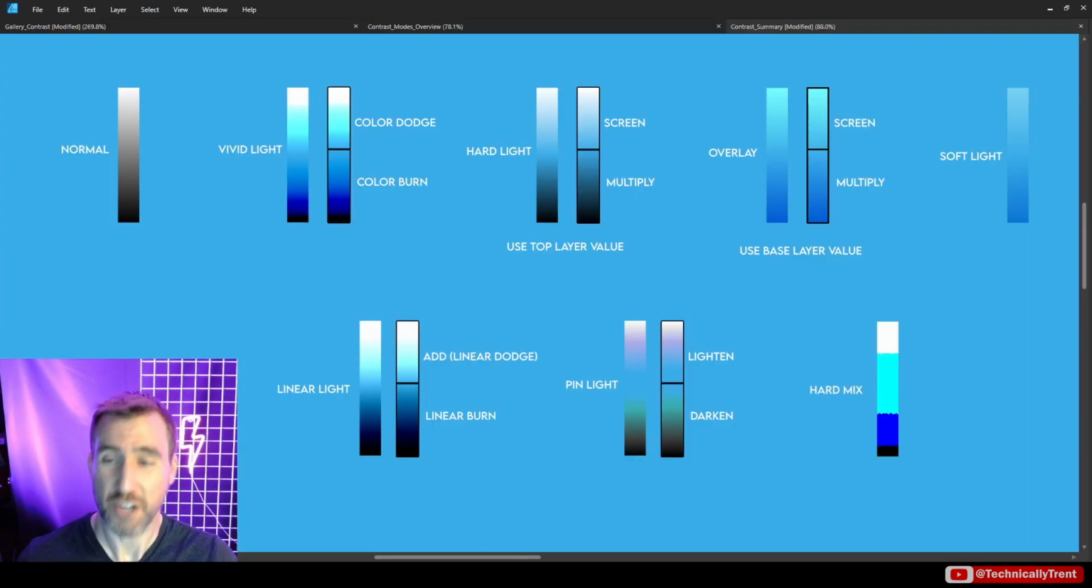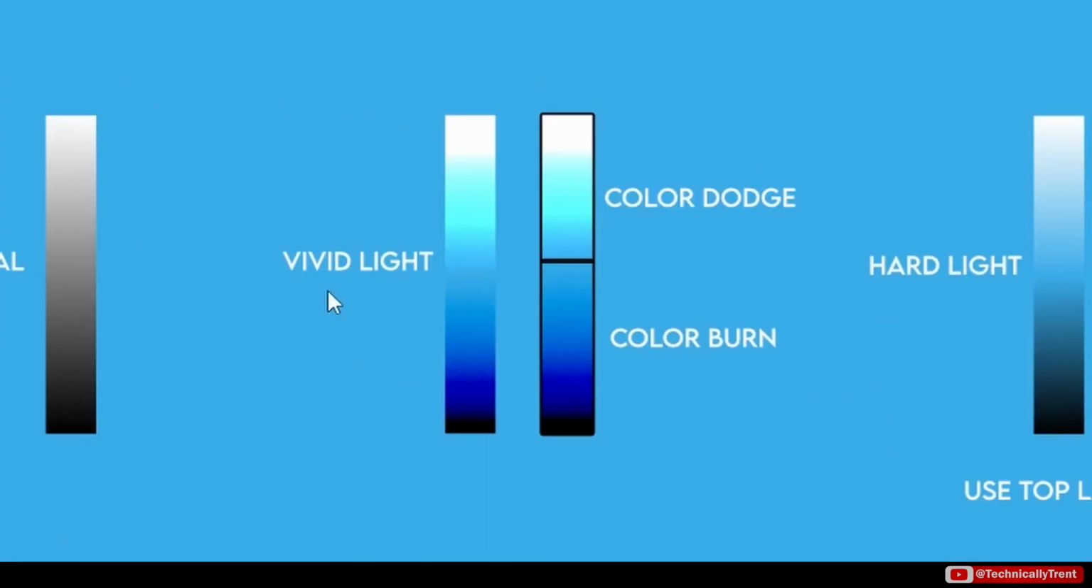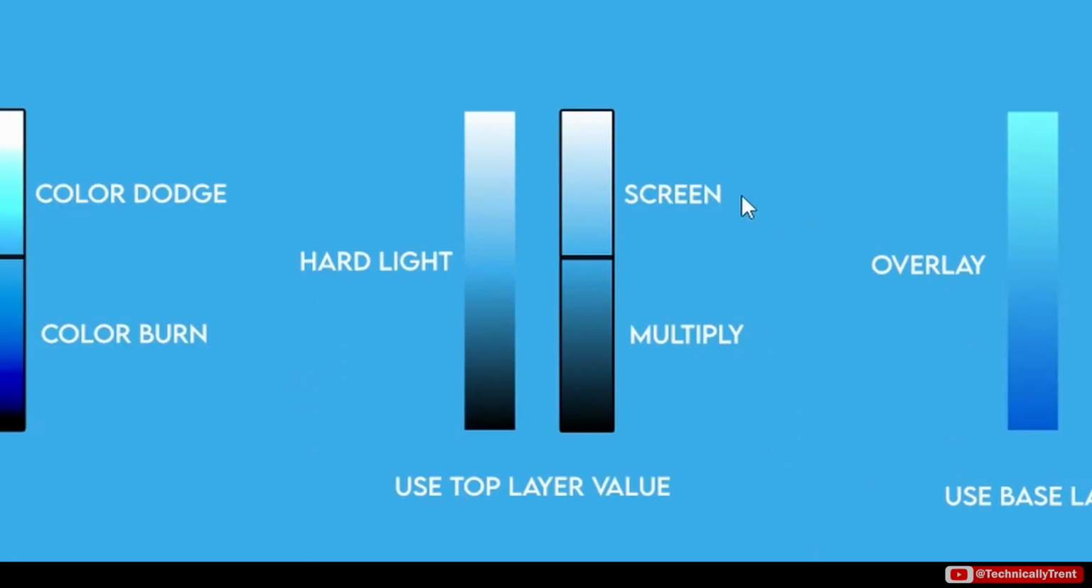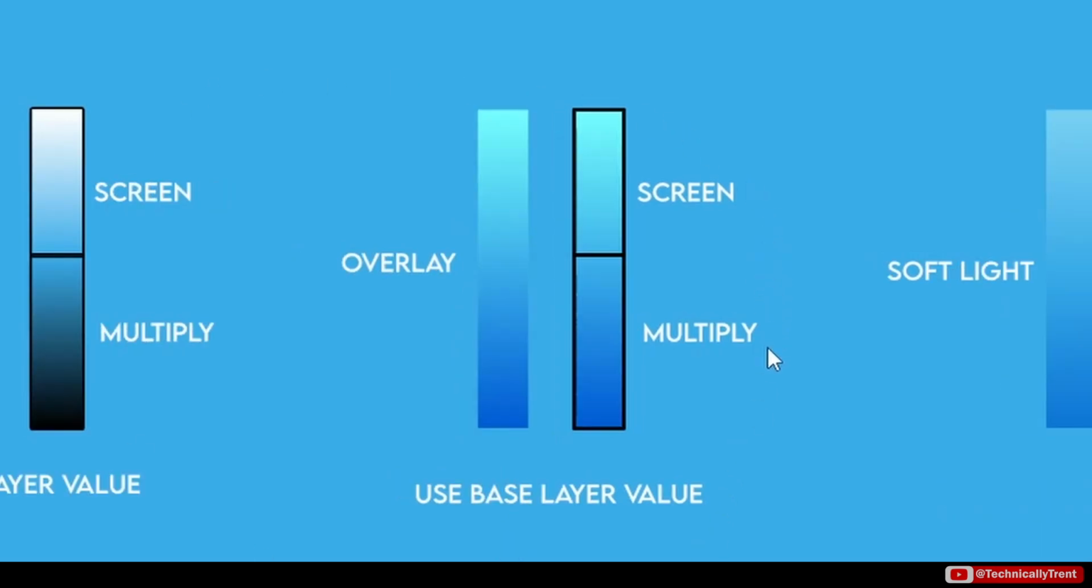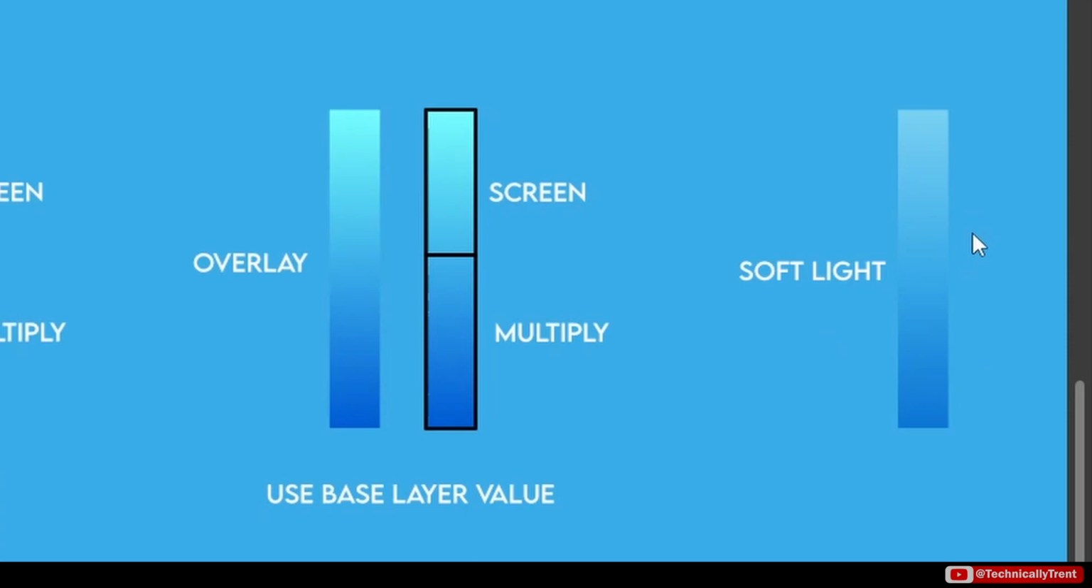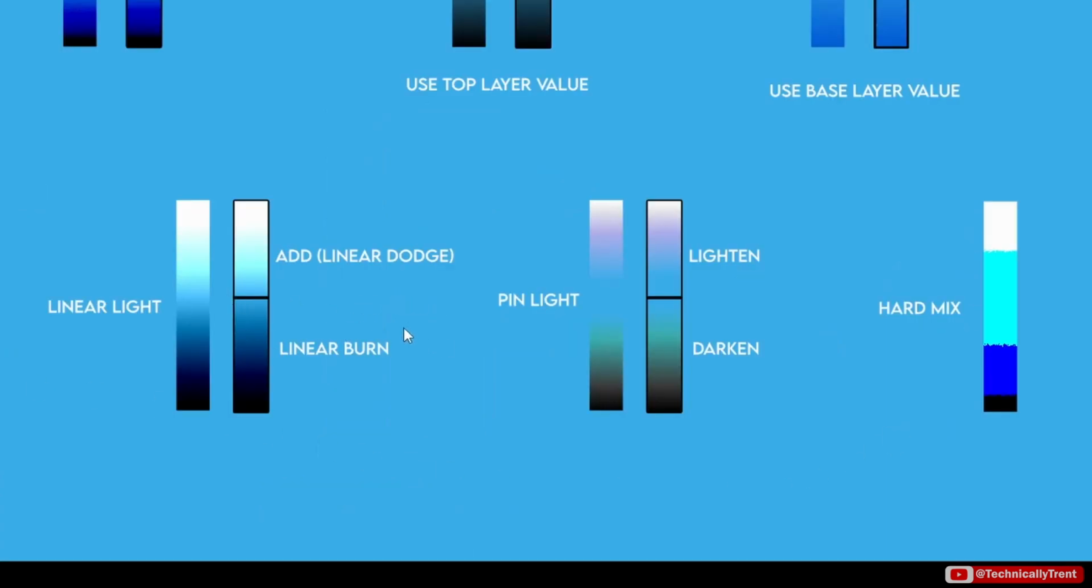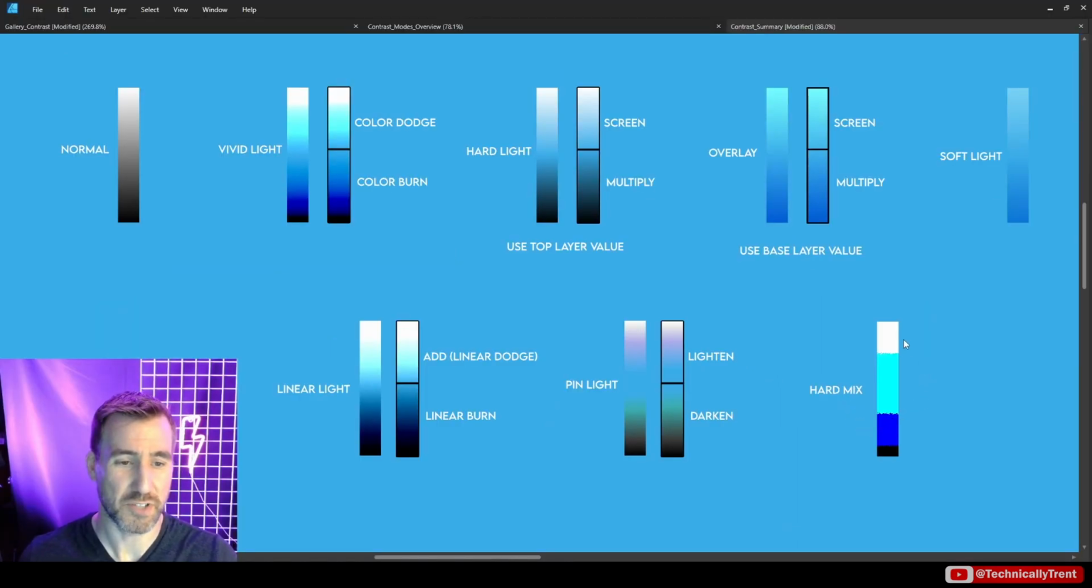So here's a summary of the contrast modes, and I have my normal gradient here. Vivid light, remember, is going to be color dodge and color burn together. Hard light is screen and multiply, but it uses the top layer value, and you're often going to get a duller effect. Whereas overlay is going to use the screen and multiply, but use the base layer's value. And overlay is really one of the most popular modes in use. And soft light is also a nice, gentler version of overlay. With linear light, we have the linear dodge and linear burn modes. And then pin light uses lighten and darken. And what hard mix is going to do is really just cap our values at those basic RGB, CMYK, and white values.